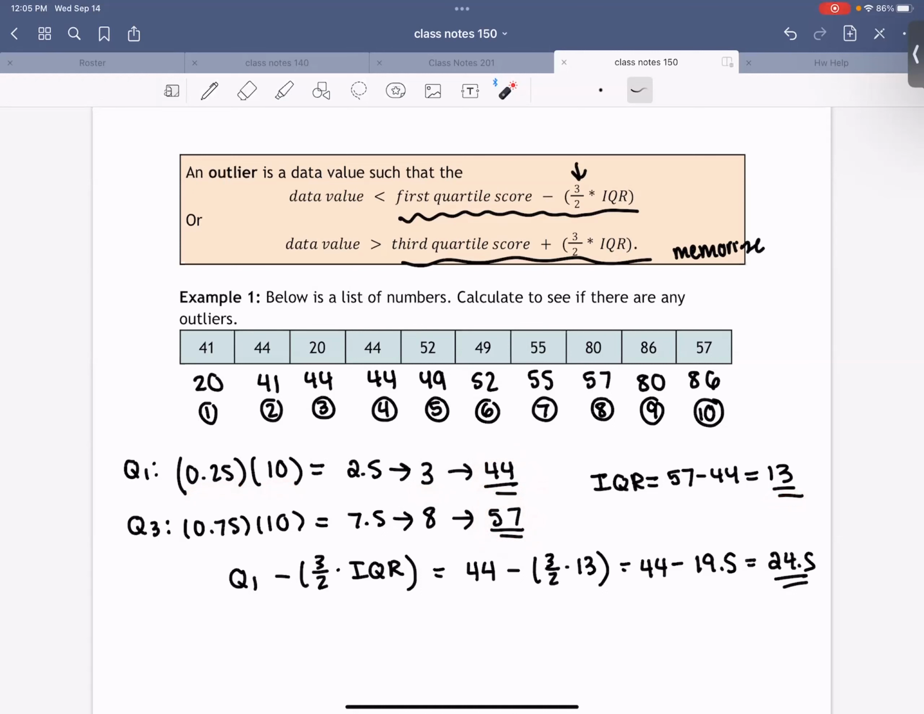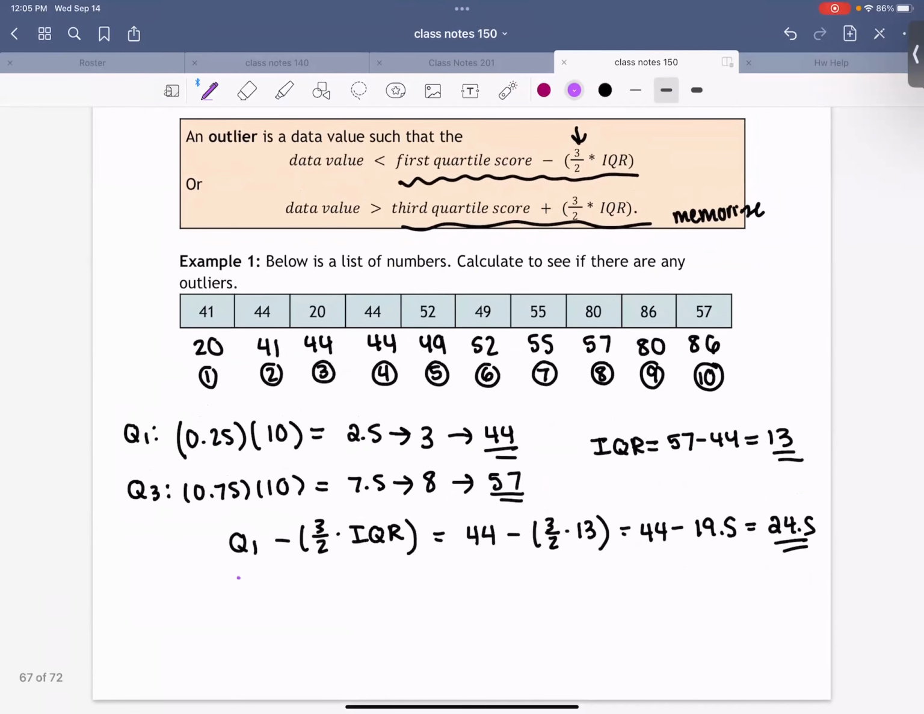Okay. So we went to our calculation, which told us to take Q1 minus 3/2 times the IQR, and we got 24.5. Let's do the other one. Let's take Q3 plus 3/2 times the IQR. We calculated Q3 to be 57. We know we have 3/2 times 13. So we have 57 plus 19.5, which gives us 76.5.